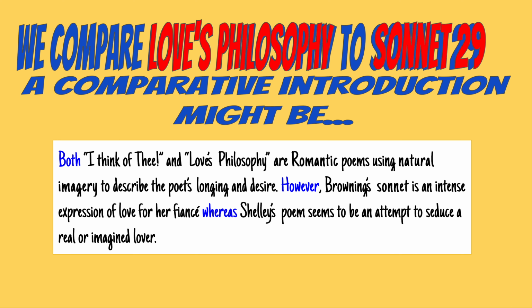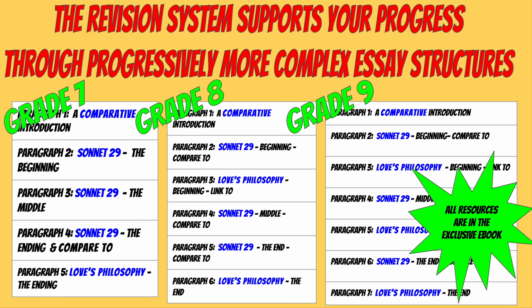Now in the ebook, you'll be able to find a series of exercises to help you master these different essay structures. It suggests that you can work progressively from grade 7 to grade 8 to grade 9. The essay structure for grade 7 will begin with that comparative introduction. Then there's a key focus on Sonnet 29, that's Browning's poem, where we'll look through all 3 stages of the poem. Then linking that to the end of Browning's poem, the analysis of the end of Sonnet 29, we're going to link to the analysis for the end of Love's Philosophy. And that's around about a 450 word analysis. And there are, as I said, a series of exercises to help you become familiar with that.